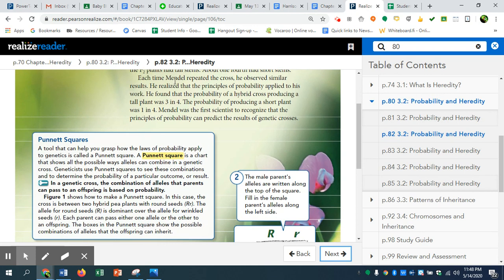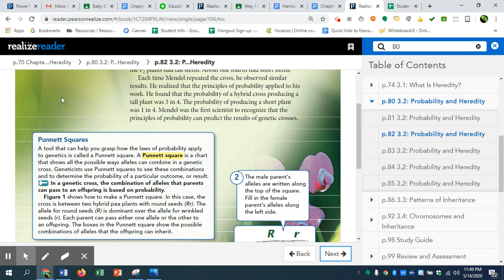Every time Mendel repeated the cross, he observed similar results. So this is mathematical. It was proven that if one parent was a purebred for one trait and the other parent was a purebred for a different trait, every one of their offspring showed the dominant trait. And then in the next generation, 75% of the offspring showed the dominant trait and 25% showed the recessive trait. It went mathematically like that every single time.